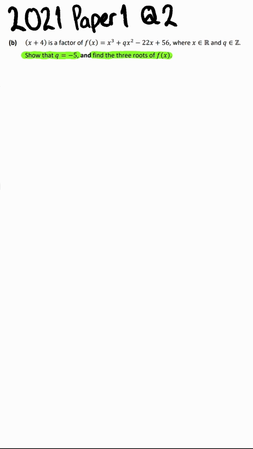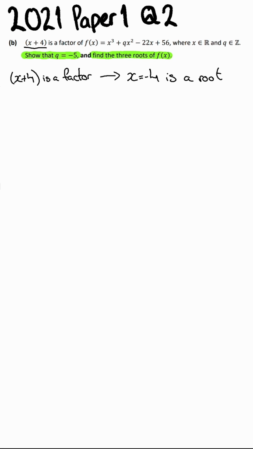First of all, in order to show that q is equal to minus 5, we need to use one of the pieces of information that they've given us. If we look up here, they tell us that x plus 4 is a factor of the function, which we can use to help us out. So if we write that down, x plus 4 is a factor, you should know that x equals minus 4 is a root of the function.